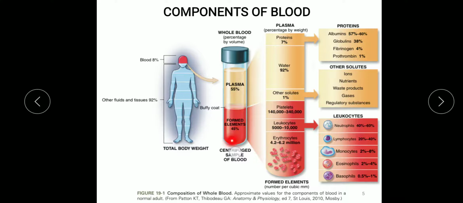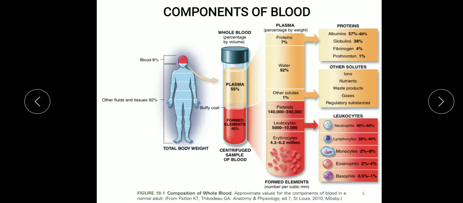Formed elements. These formed elements of the blood include three principal components. These are RBCs or erythrocytes, WBCs or leukocytes, and platelets. So, erythrocytes and leukocytes are whole cells, whereas platelets are cell fragments.